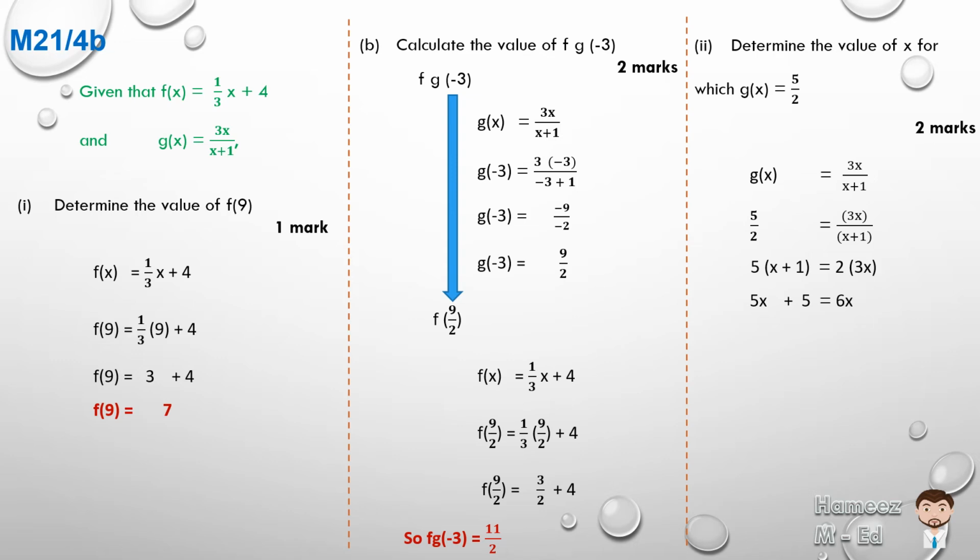And now we have an equation where there's only one unknown, so we should be able to solve that. So let's put all the x's on one side. So we have 5 is equal to 6x minus 5x. And that works out to be that x is equal to 5.